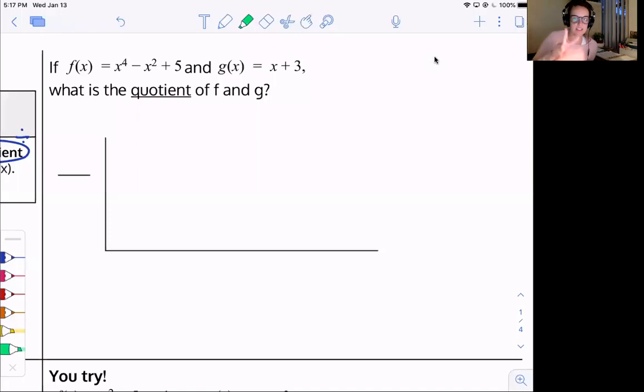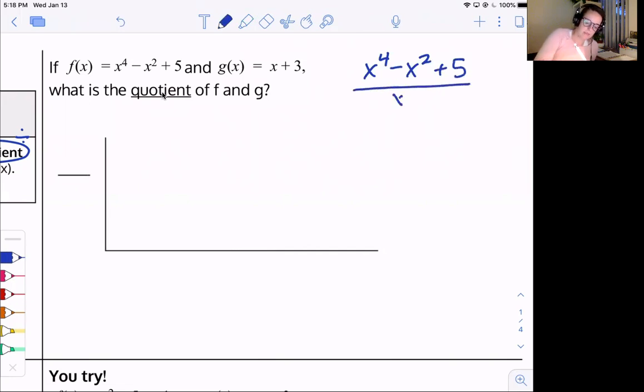All right, let's try a second example. So as you know, it says if f of x equals this thing and g of x equals this, what is the quotient of f and g? Right, so quotient, remember, is our division word. So I'm going to start by writing the problem. x to the 4th minus x squared plus 5 is divided by x plus 3.